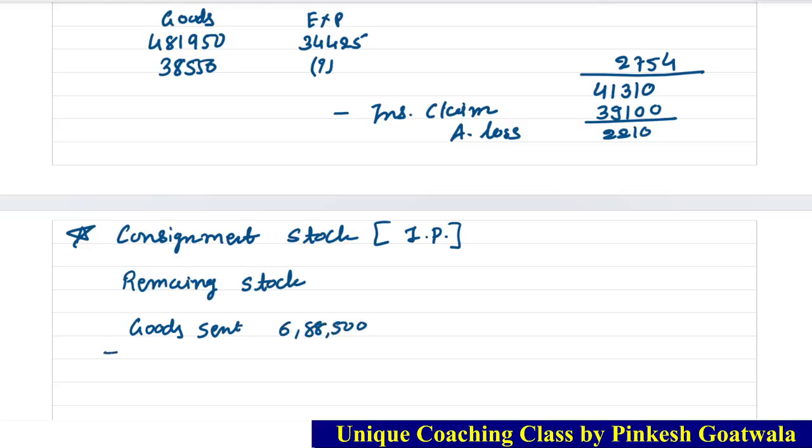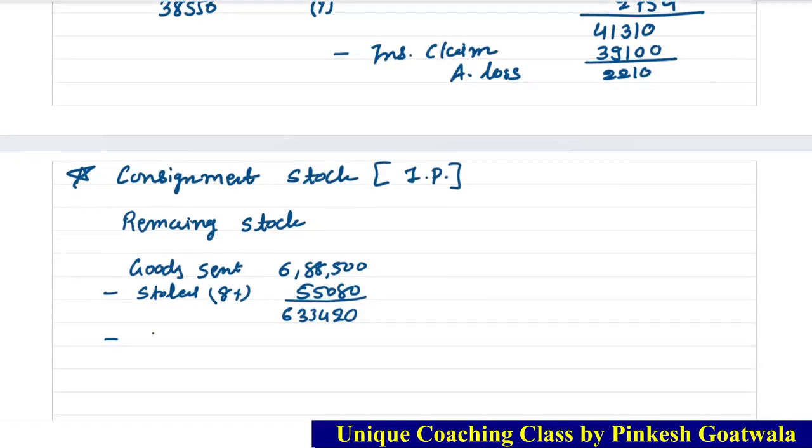Then what happened? Let's write that. First of all, stolen. કેટલું stolen થયેલું? 8%, invoice ના 8%. Okay, so 55,080. So remaining 633,420. After that we sell.